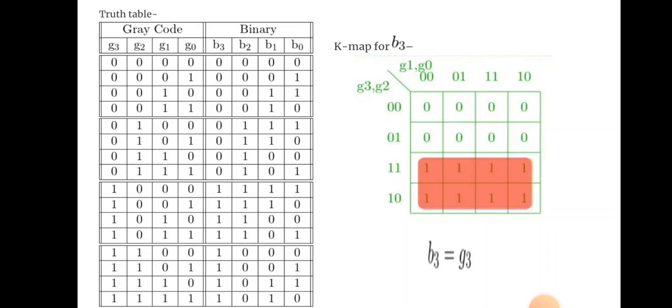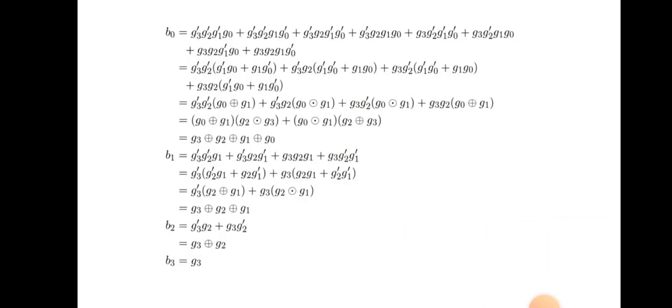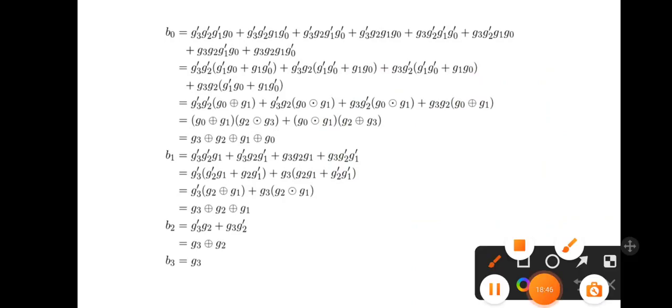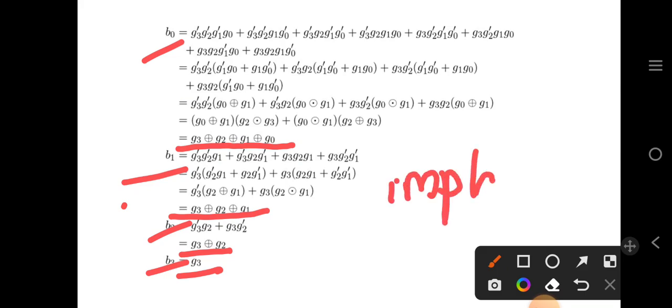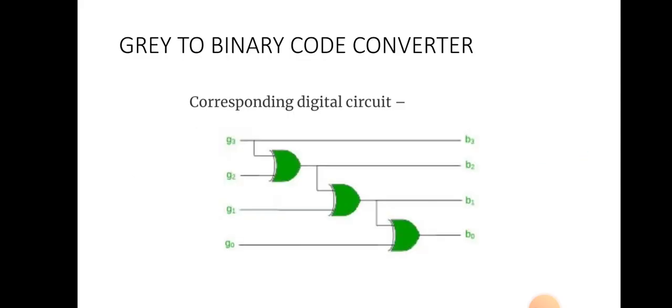So in this way, one by one, we have solved 4 K-maps for first B0, then B1, B2 and B3, and in this way we got the 4 equations, this first, second, third and fourth. So now the next step is the implementation of the circuit. So when you implement the 4 equations, you will get this corresponding circuit.